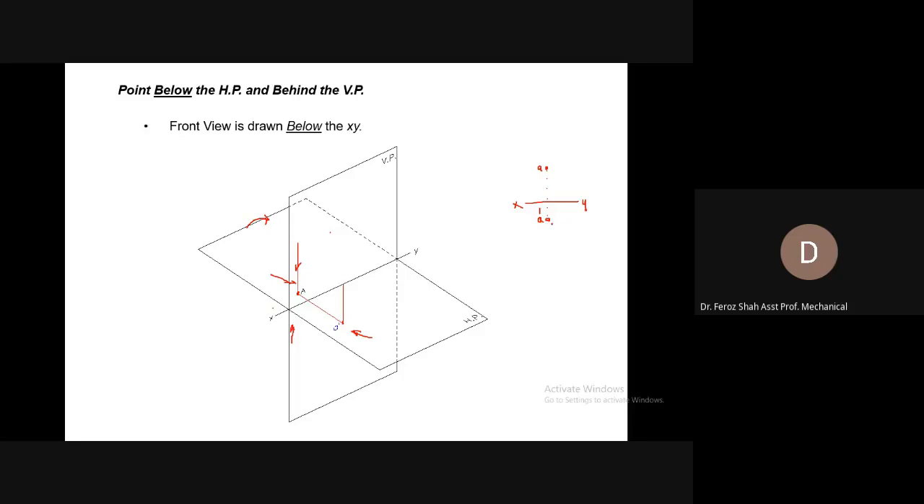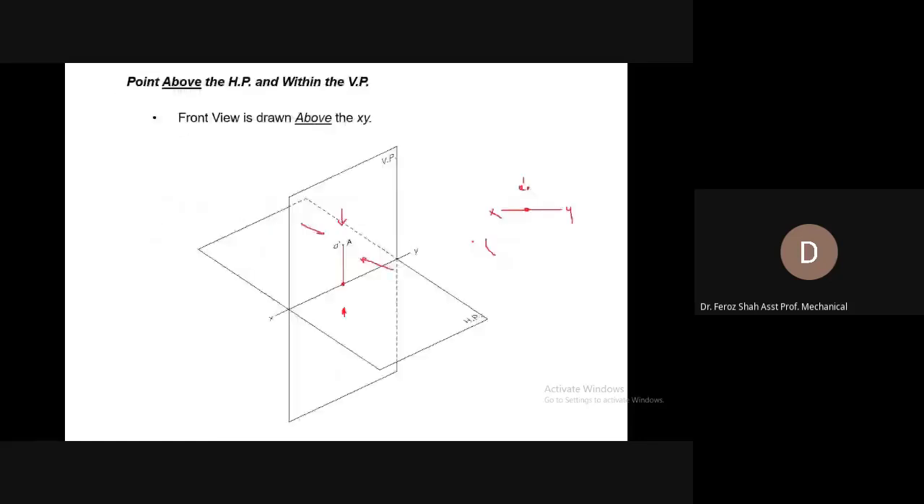So the first angle projection and the third angle projection are being used worldwide because the views in these methods or these angles of projection don't overlap. You can see that the top view is coming above the front view in the third angle projection. In the first angle projection, the front view would be at the top and the top view would be below the front view. So this is the case of the third angle projection.